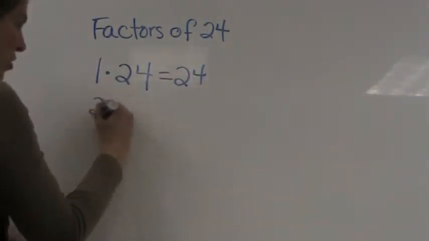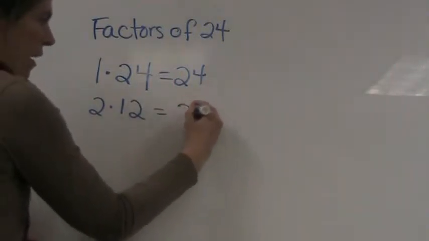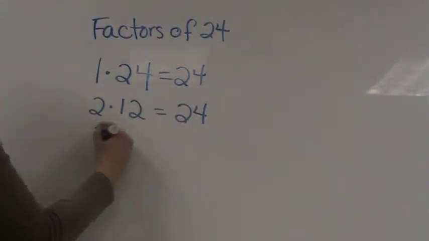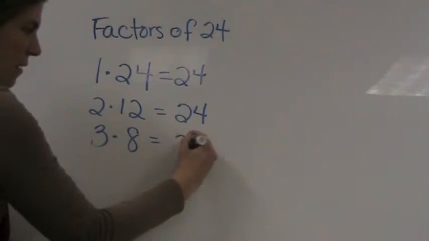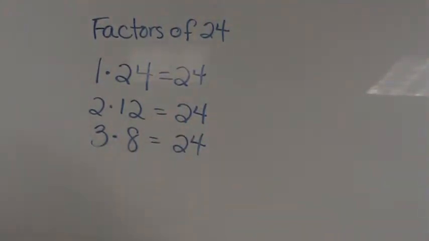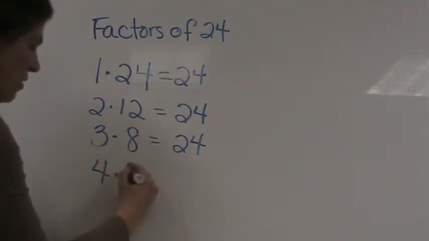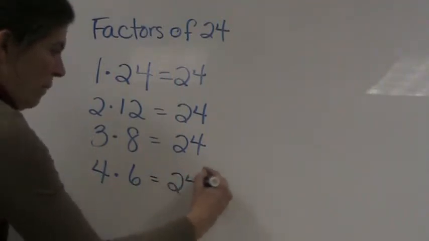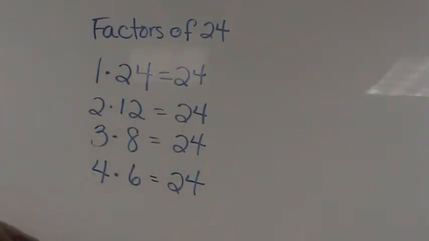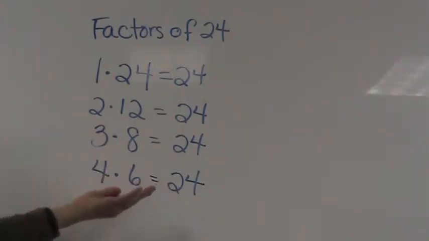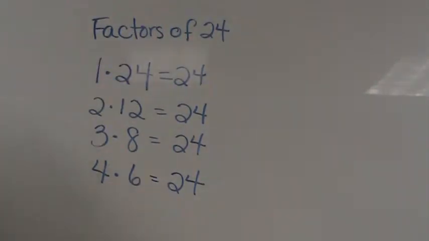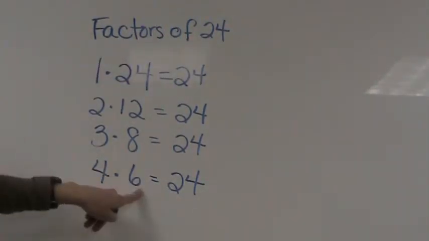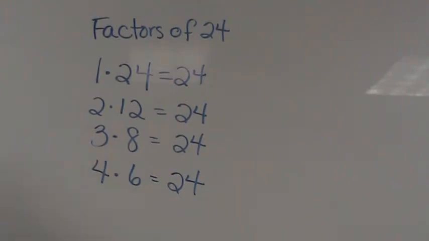We can take 2 times 12. That gives us 24. And we can take 3 times 8. That will give us 24. And one last one is 4 times 6 gives us 24. And we can think through the other numbers. 5, is there something we can multiply by 5 to get 24? No. And 6, we already took care of here. 7, there isn't anything we can multiply.